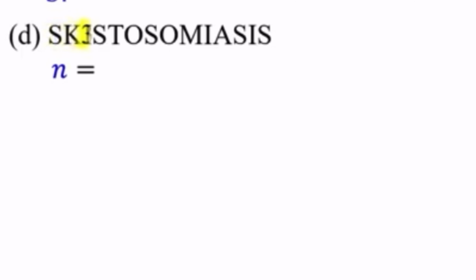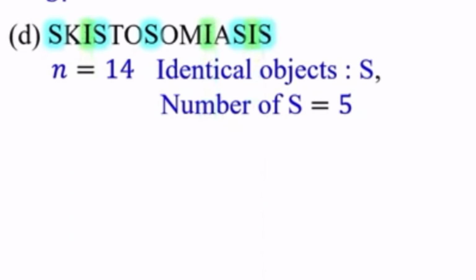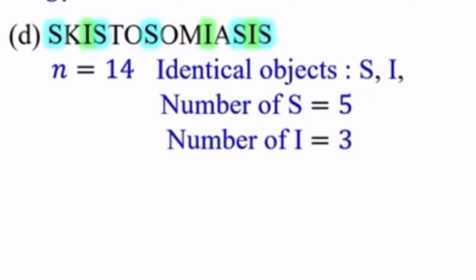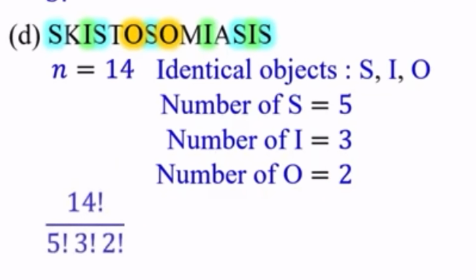Now let's count how many objects. 1, 2, 3, 4, 5, 6, 7, 8, 9, 10, 11, 12, 13, 14. We have 14 objects. That means N is 14. So let's count how many S. We have 5 S, which are identical. And then I, we have 3 I, which are exactly identical. How about O? We have 2 O, which are identical, right? So the number of ways to arrange these words is 14 factorial, divided by 5 factorial, divided by 3 factorial, divided by 2 factorial. So the answer is 60,540,480. Wow, such a big number, right? Now, let's proceed to the next question.